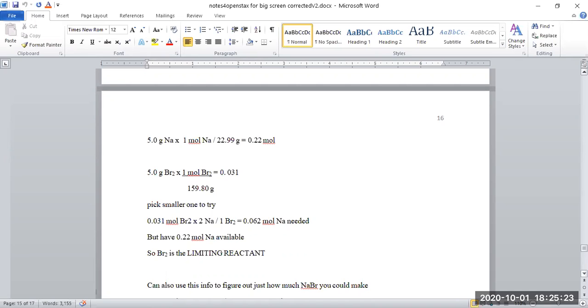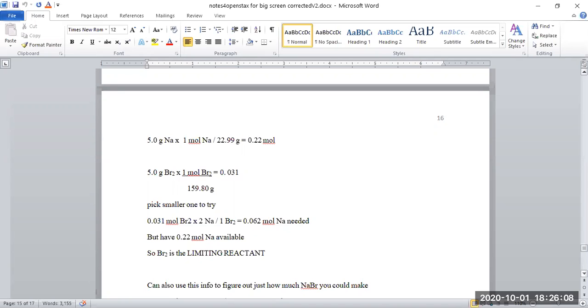So I picked the small one, and then I did my 2-to-1 ratio. If I use every molecule of my bromine, I need 0.062 moles of my sodium. And I'm in luck. I have lots more sodium than I need. I have 0.22 moles of it. I need about a quarter of that, 0.062 moles. And yes, I'm in luck. The amount that I needed is less than the amount I have, so my guess was correct.